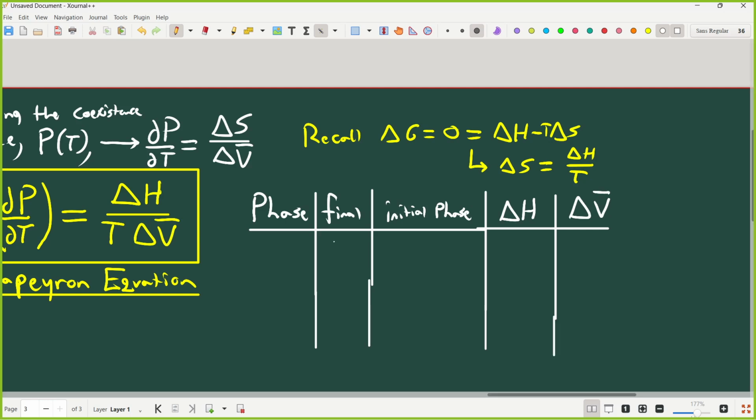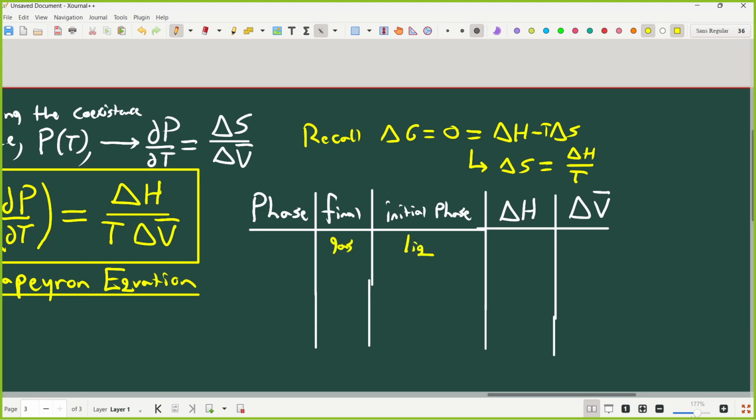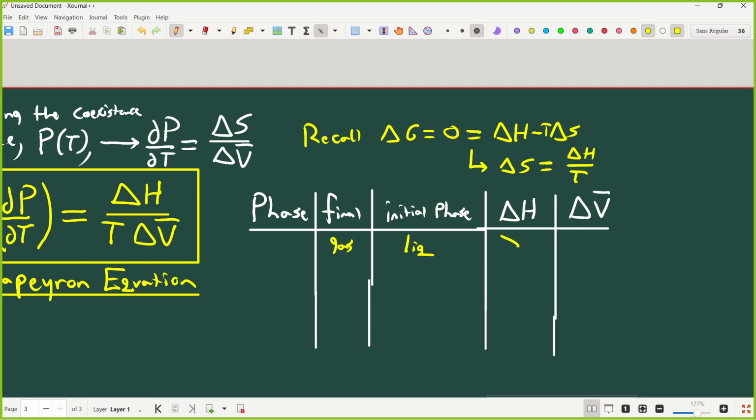All right, so let's do gas and liquid. We call that vaporization. Is delta H for vaporization endothermic or exothermic? Does it have to absorb energy or release energy? Absorb, right? Because you have to break those bonds in the liquid. So delta H is positive here, and I'm just going to write greater than 0.